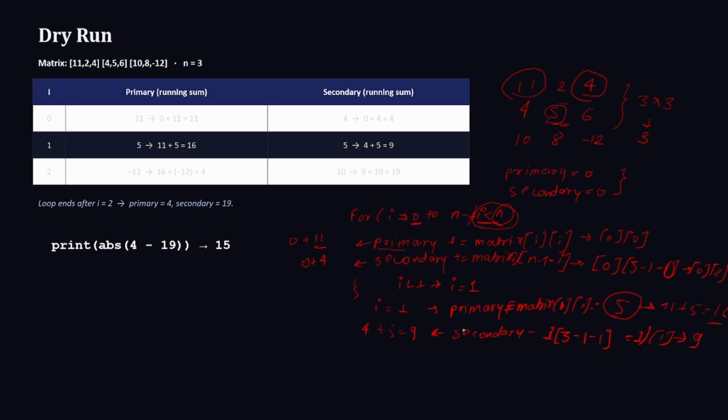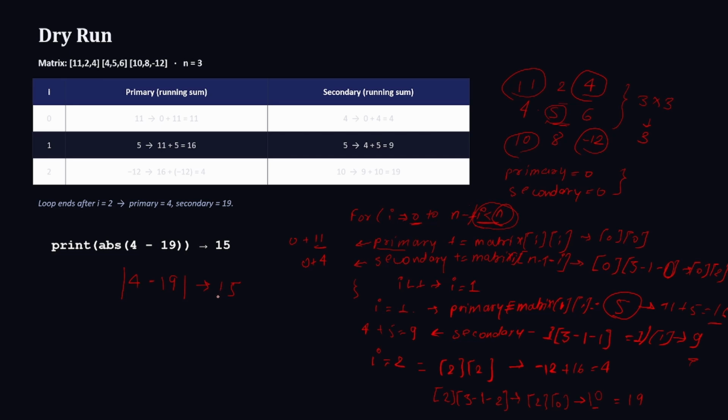In the third iteration, i is 2. In the primary, the matrix is [2][2], which accesses the element minus 12, and in the secondary the matrix is 3 minus 1 minus 2, that is [2][0], which accesses the element 10. So minus 12 is added into 16, that is 4, and 10 is added into 9, that is 19. Now the loop has completed because all diagonal elements have been processed. The sum of the primary diagonal elements is 4 and the sum of the secondary diagonal elements is 19. So the absolute difference between them is 15.